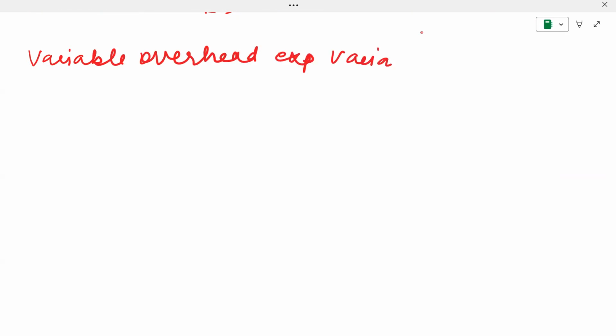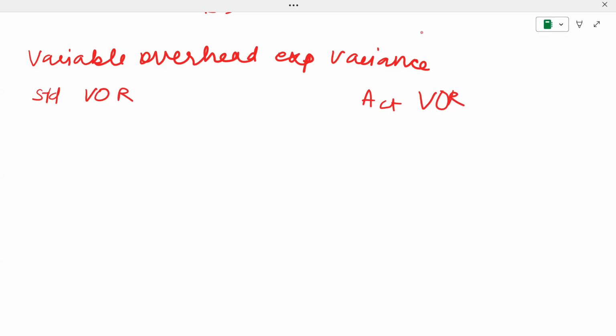Then the next thing that we talk about is our variable overhead expenditure variance. So as the name suggests, we're trying to have a look at what's the variance in our variable overhead expenditure, how much the variable overhead expenditure should be versus how much it has actually been. So we are basically comparing the standard variable overhead absorption rate and my actual variable overhead rate.